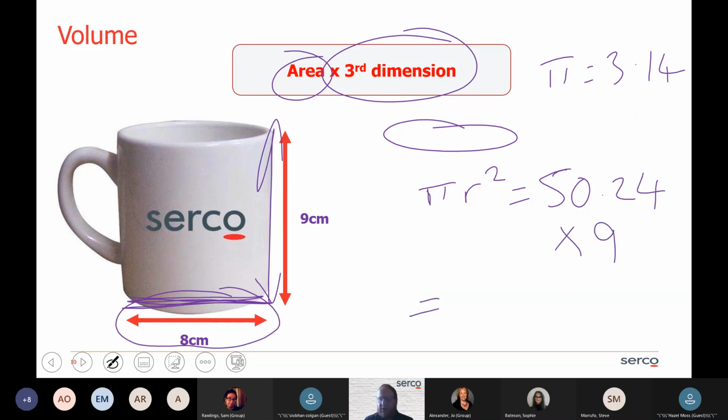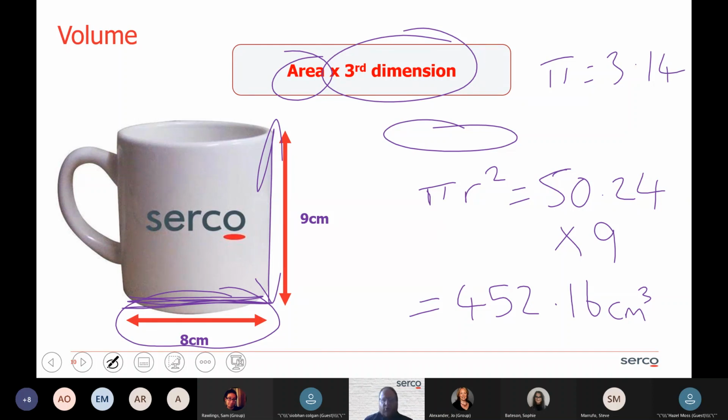So we're going to times it by 9. I'm just checking on my calculator. I make that 452.16. Our measurements were centimeters, and a reminder that because we're talking volume, we're talking about cubic centimeters or centimeters cubed, which is shown with a little 3. I mentioned earlier with squared, where you do a little 2 in the test.